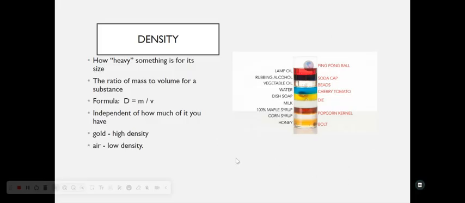And when you look at this little gradient here, you can see that the density of various items determines whether they will float on each other or sink with each other. Something that is more dense, has a greater density, will sink below something that has a lower density. So whether or not floating or sinking is about density.